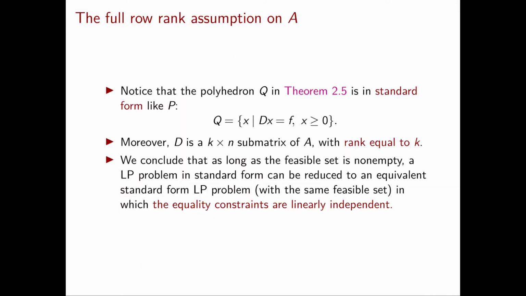A fundamental observation is that whenever you start from a polyhedron in standard form, and, as we just discussed, we trash some equality constraints, then the new polyhedron that you obtain is still in standard form. On top of that, the new constraint matrix will now have fewer rows, so it will now be a k by n submatrix of the original matrix A, and the rank of D by construction will be equal to k. Therefore, we have rewritten our original polyhedron in standard form as a new polyhedron in standard form, where the corresponding equality constraints are all linearly independent.